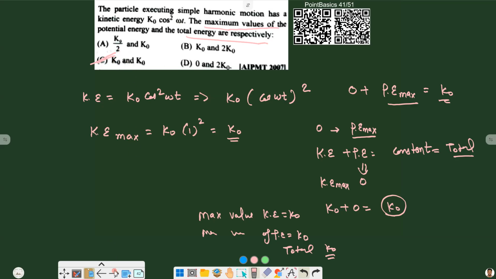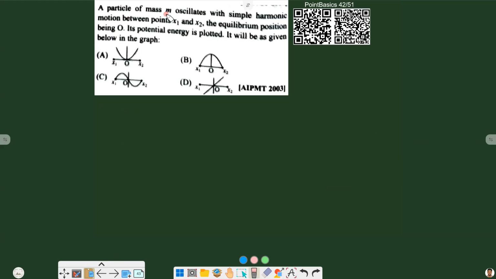Moving to the next question. A particle of mass m oscillates with SHM between x1 and x2, the equilibrium position being O. The potential energy is plotted as a function below in the graph. So we have to find the graph for potential energy, and we already know that the formula for potential energy in SHM is half k x square. So when displacement is zero, potential energy is zero. When displacement is maximum, potential energy is maximum.